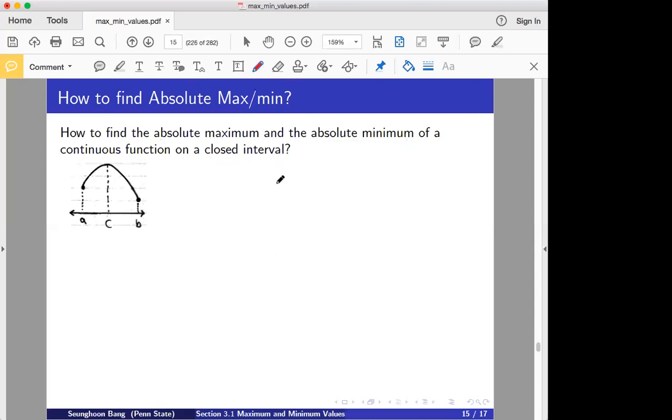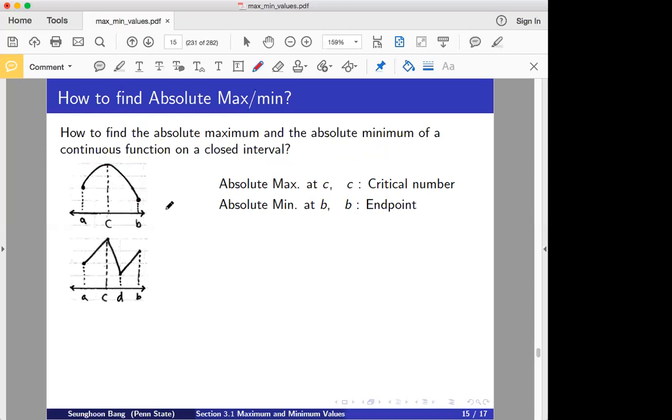We have the absolute maximum at c, right? This is the absolute maximum. So what happens? What's f prime of c? f prime of c is 0. Here is a horizontal tangent line, what does it mean? c is a critical number. We have the absolute minimum at b. The b is an endpoint.